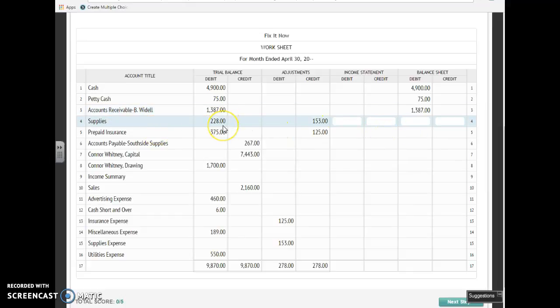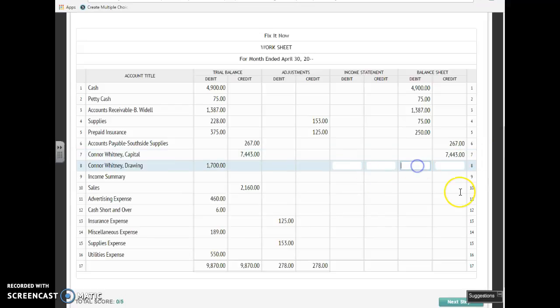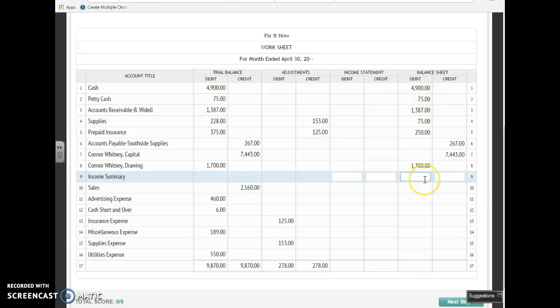Supplies. I started off, I paid $228 for supplies throughout the fiscal period. I used, though, $153 of those supplies. I end up with $75. That $75 should be a little bit familiar. That's what they were telling us in our last lesson that we would end up with at the end of the month. Prepaid insurance. Start off with $375, used $125, therefore $250. Accounts payable, I have no adjustment, so $267. Capital, no adjustment, $7,443. Drawing, no adjustment, $1,700. Income summary, I have no total, no adjustment, so I just leave that blank. I am done with my balance sheet accounts.